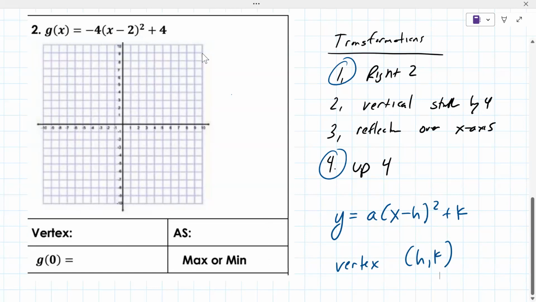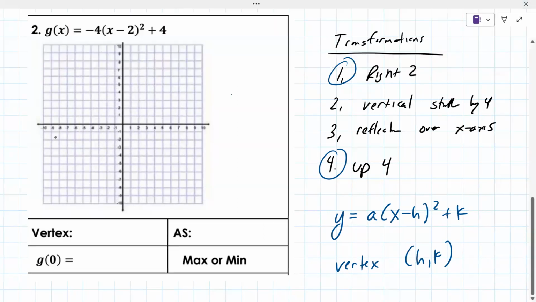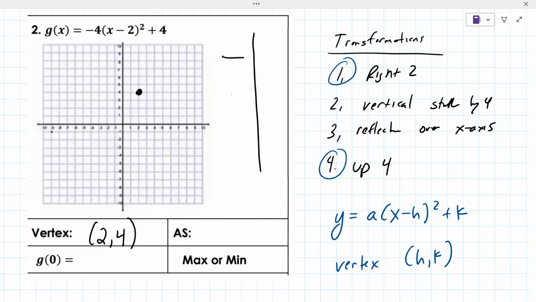So could you give me the vertex, please? The vertex would be 2, 4. 2, 4, good. Okay. Now that's a point on there. If you were going to graph it, you have to do everything we just said. You have to actually get the vertex first. You really can't do it without that, but we'll come back to that.